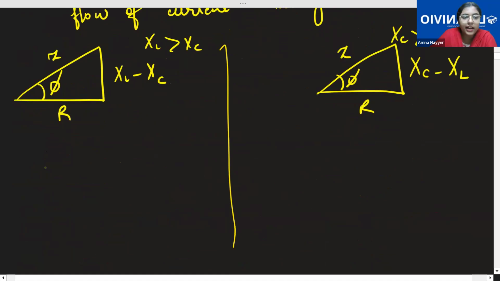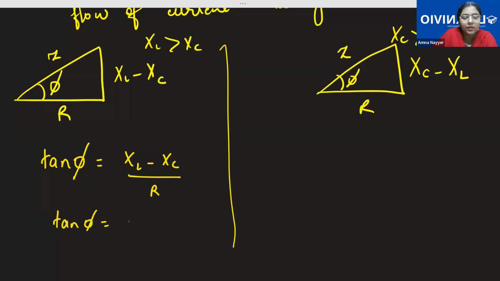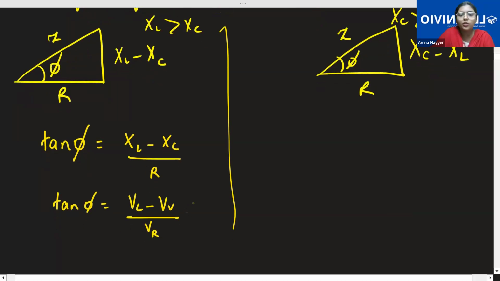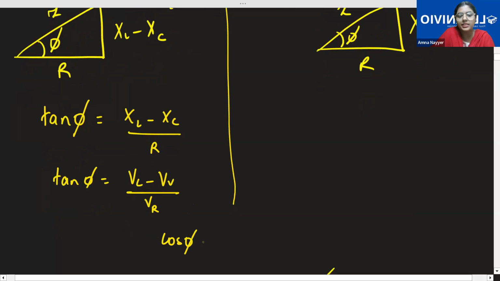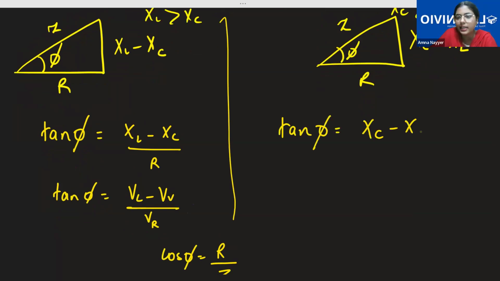Now to calculate the phase angle phi, it can be given through tan as well as cos. For tan you can use tan phi is equal to (XL minus XC) by R, or tan phi is equal to (VL minus VC) by VR. Or you can use the common value cos phi is equal to R by Z. That will be there in both cases. And if XC is greater, this will be (XC minus XL) by R, or in terms of voltage, (VC minus VL) by VR.